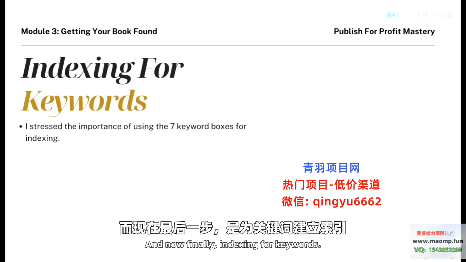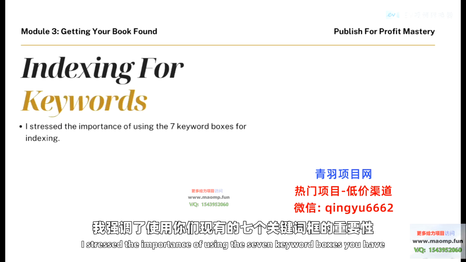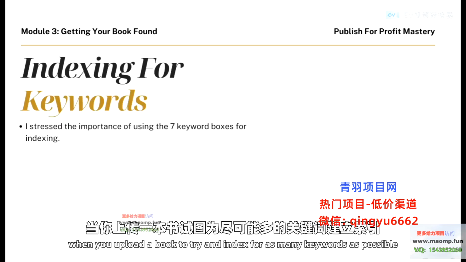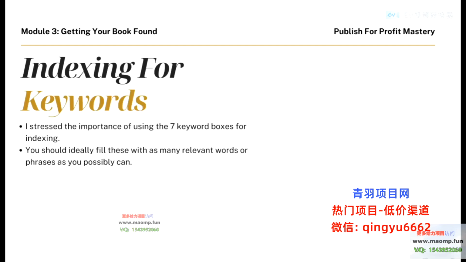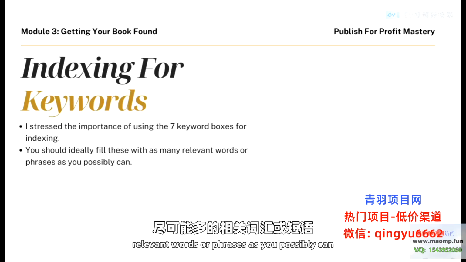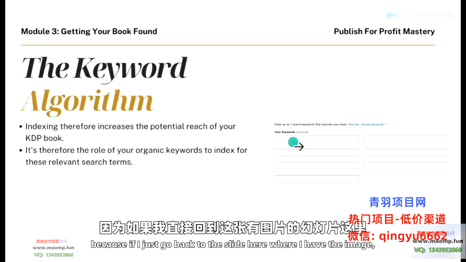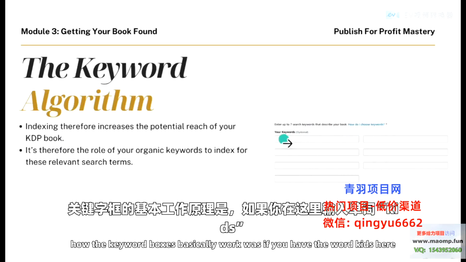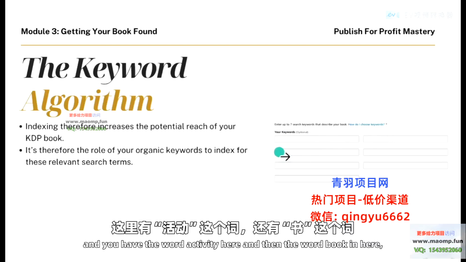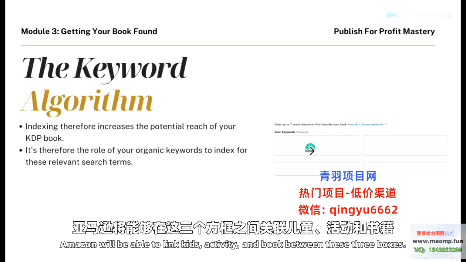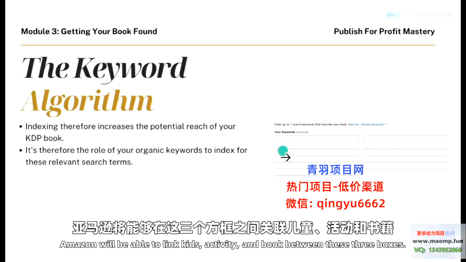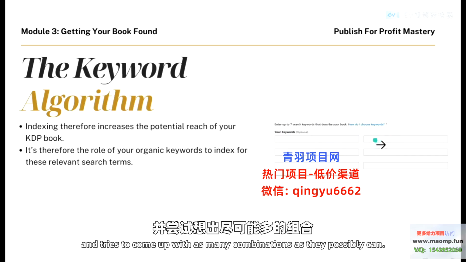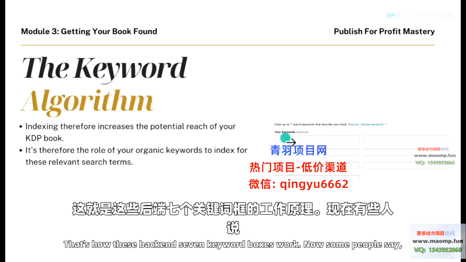And now finally, indexing for keywords. Earlier on in this video, I stressed the importance of using the 7 keyword boxes you have when you upload a book, to try and index for as many keywords as possible and increase your reach as much as possible. So you should ideally fill these with as many relevant words or phrases as you possibly can. Because if I go back to the slide with the image here, how the keyword boxes work is, if you have the word kids here, the word activity here, and the word book in here, along with other words in each box, Amazon will be able to link kids, activity, and book between these 3 boxes. Amazon looks at all these boxes and tries to come up with as many combinations as they possibly can. That's how these back-end 7 keyword boxes work.